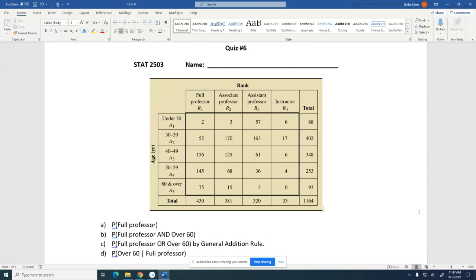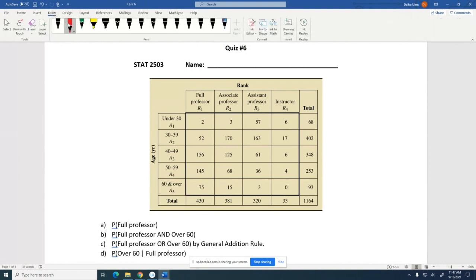And now in part C, here's the or. Apply the general addition rule. Can you remember the general addition rule? Full professors R1 or A5. So we just add R1 and A5 individually and subtract the probability of R1 and A5.